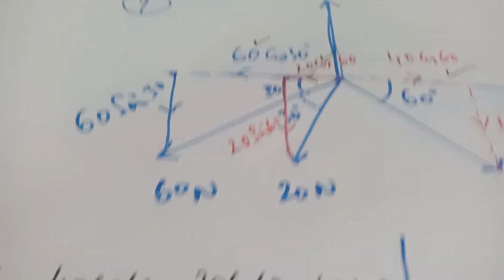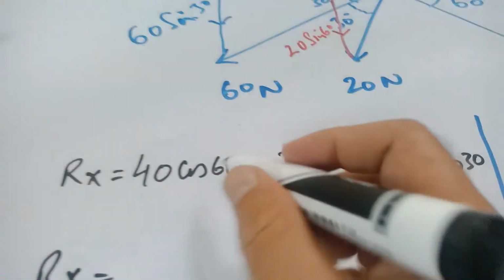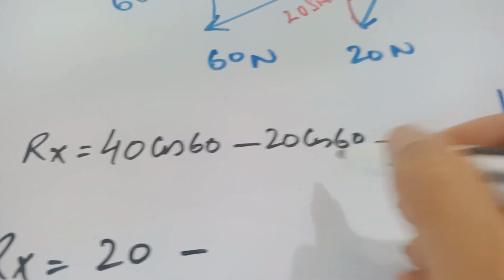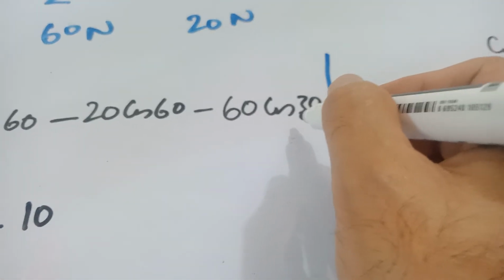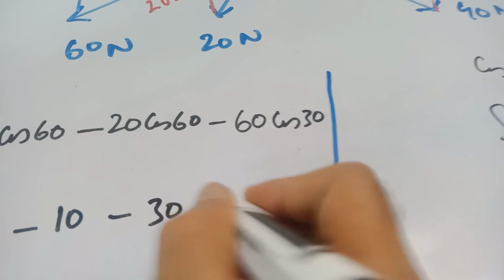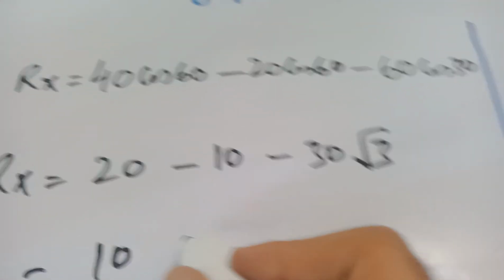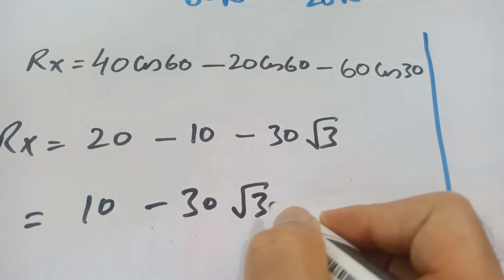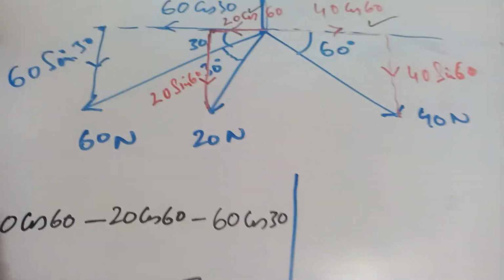Okay, so now this Rx is going to be, now cos 60 we know that is half, so this is going to be 20, and again cos 60 is half, this is going to be 10, and cos 30 is under root 3 over 2, so this is minus 30 under root 3. So trying to do this without the calculator. That is what your question says. Okay, now we come towards the vertical component.